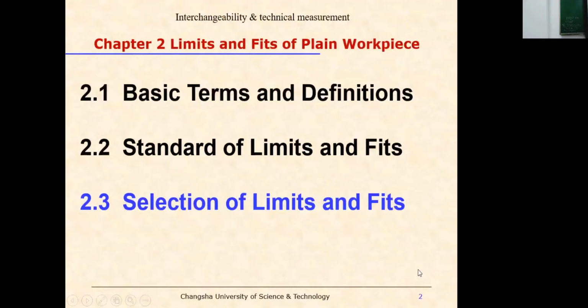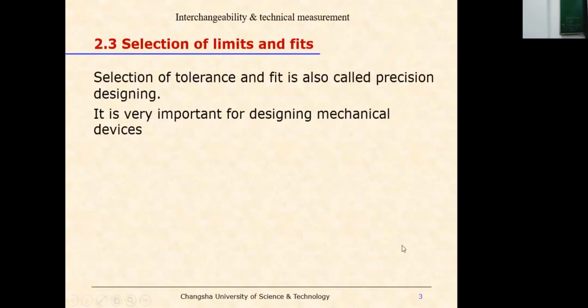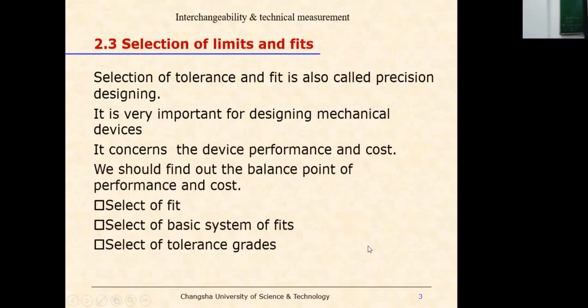So how to do the selection of limits and fits? Selection of tolerance and fits is also called the procedure design. So when you are an engineer, you should learn how to design the procedure. This is very important for designing mechanical devices. We should find out the balance point of performance and cost.